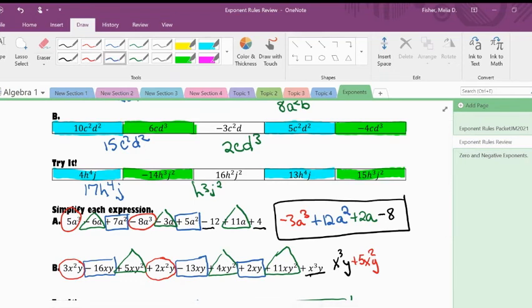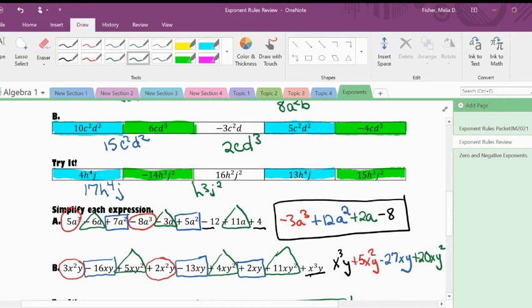And now we're going to go for x to the first power with the y. So we have the negative 16 and the negative 13 makes a negative 29 plus 2 is a negative 27xy. And finally, we have our x and our y squared. So we have 5 plus 4 is 9, plus 11 is 20x y squared.